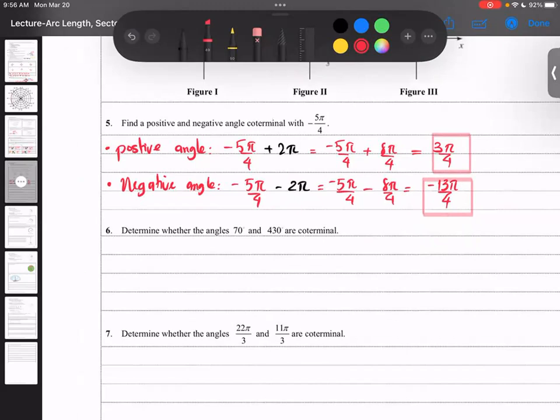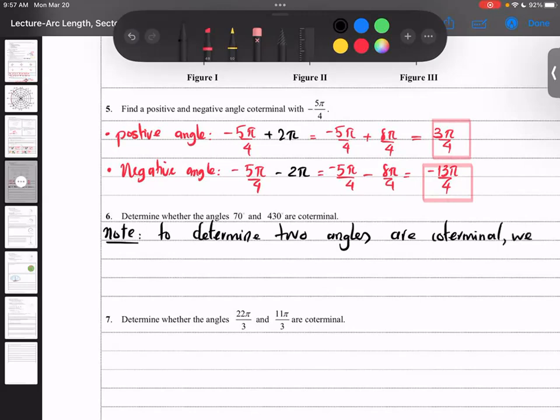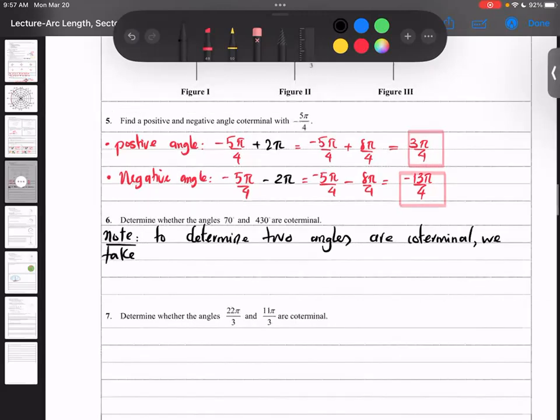Number 6, they asked you to determine whether angle 70 degree and 430 degree are coterminal. Let me give you a little note. To determine if two angles are coterminal, we take the smaller angle and add 360 degree times k, or 2 pi k, where k equals 1, 2, 3, etc.